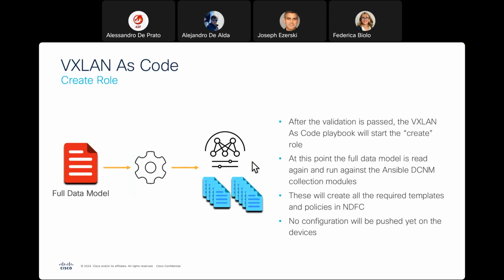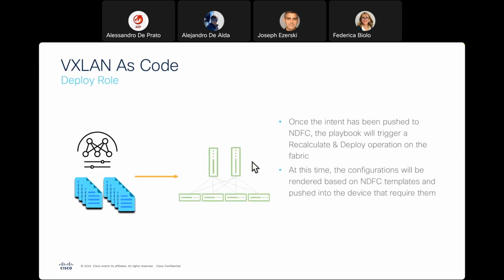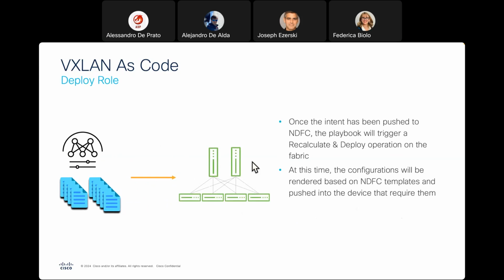Once the validation is done, like I was saying before, we are going to create all those objects. So the playbook that you're going to run will read the data model, will take a look at NDFC, and will push all the configurations that are required inside of NDFC. It is important to understand that at this stage, configurations are not going to be pushed yet to the fabric. That only happens at the next iteration, at the next role, the deploy one. And by the way, you can selectively decide if you only want to run the validate, if you only want to run the create, or you only want to run the deploy. That is going to be up to you.